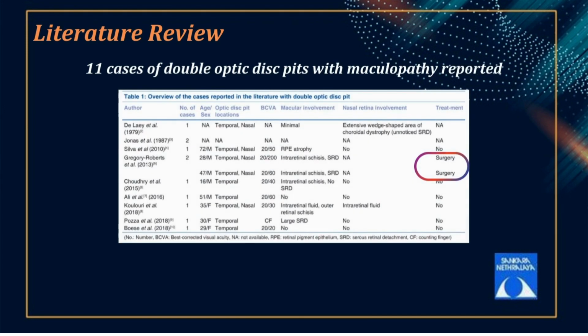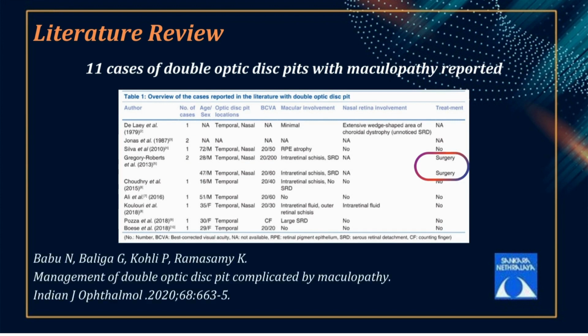To our knowledge, 11 cases of double optic disc pits with maculopathy have been reported, of which 2 underwent vitrectomy along with posterior hyaloid separation, endolaser and gas tamponade. These have shown promising results. Babu et al. also reported use of scleral flaps to plug the double optic disc pits. Herein, we demonstrate a unique way of plugging the pits with ILM flaps using fibrin glue.